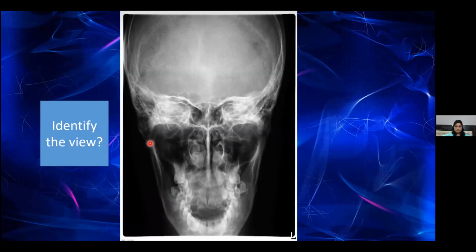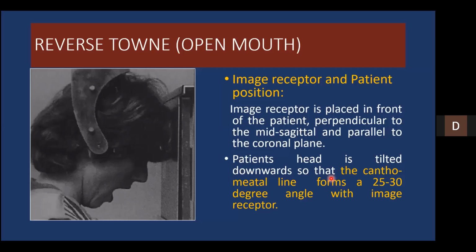Identify this view. This is not PA. Can you see it is an elongated PA? How to identify that it is not PA? See, the mouth is open. In PA, I haven't told you that the mouth is open. It looks like an elongated PA because the mouth is open. So this is called the reverse Towne view. The main indication: see the condyle? Condylar neck fractures are the main indication. Reverse Towne is very important. It is an open mouth, so that is why it is an elongated PA image. So what kind of projection is it?